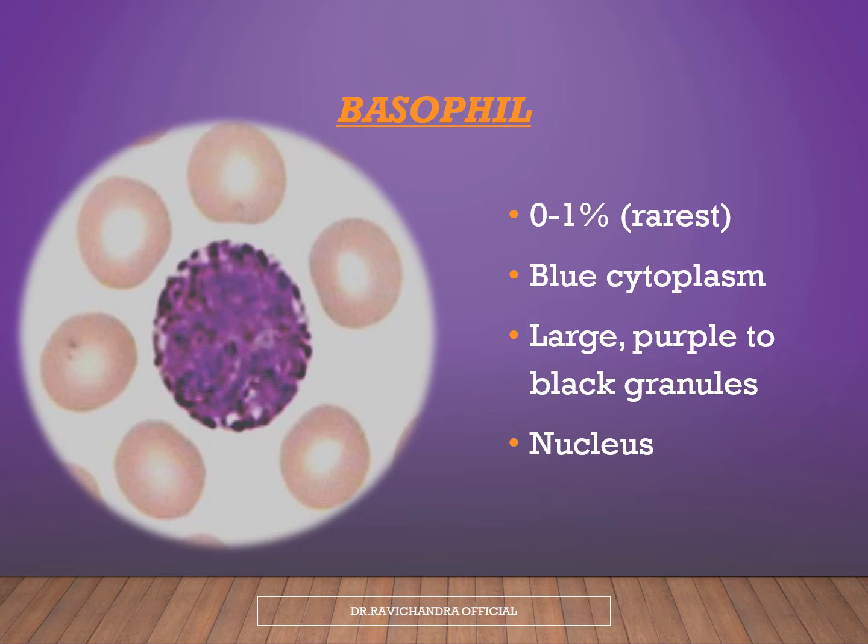Basophil: these are very rare. The percentage will be around 0 to 1%, and they have a characteristic blue cytoplasm and large purple to black granules obscuring the nucleus.